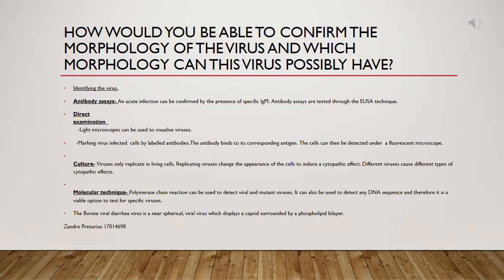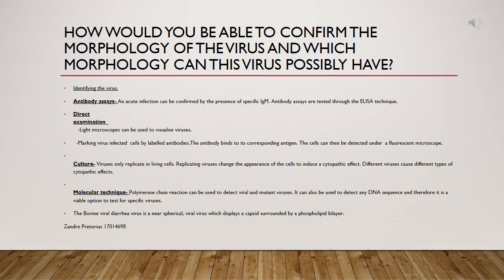Hello, my name is Zandre, and my question was, how will you be able to confirm the morphology of the virus, and which morphology can this virus possibly have? The first technique is antibody assays. An acute infection can be confirmed by the presence of a specific IgM. Antibody assays are tested through the enzyme-linked immunoassay technique, otherwise known as the ELISA technique.